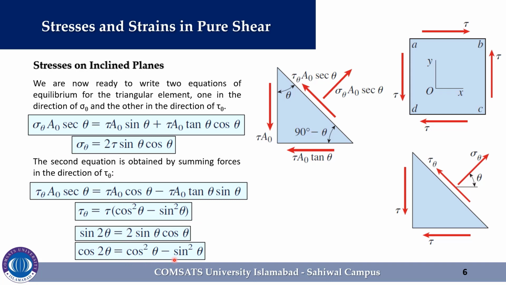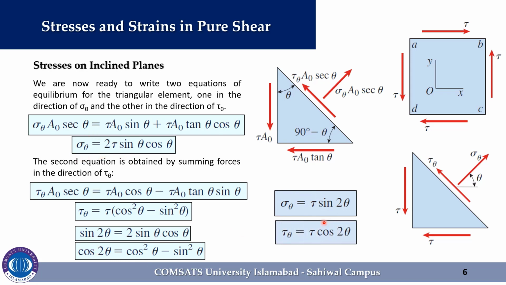Then the equations for sigma theta and tau theta become sigma theta is equal to tau sin 2 theta and tau theta is equal to tau cos 2 theta. These equations give the normal and shear stresses acting on an inclined plane in terms of the shear stress acting on the x and y planes and the angle theta defining the orientation of the inclined plane.